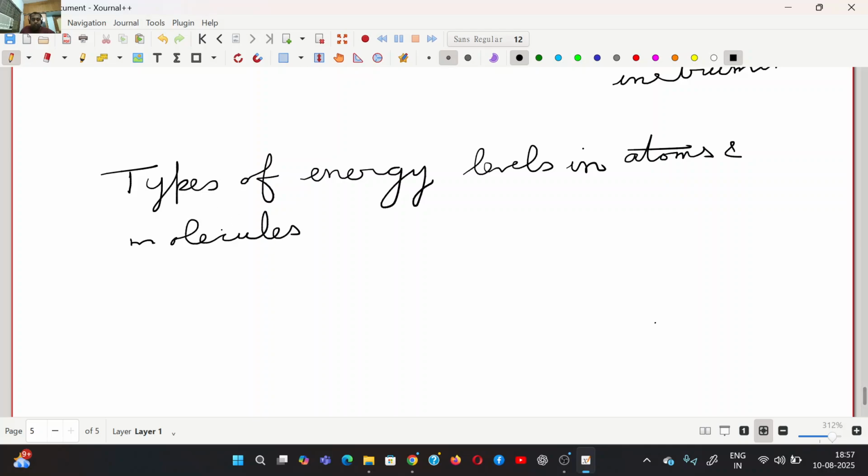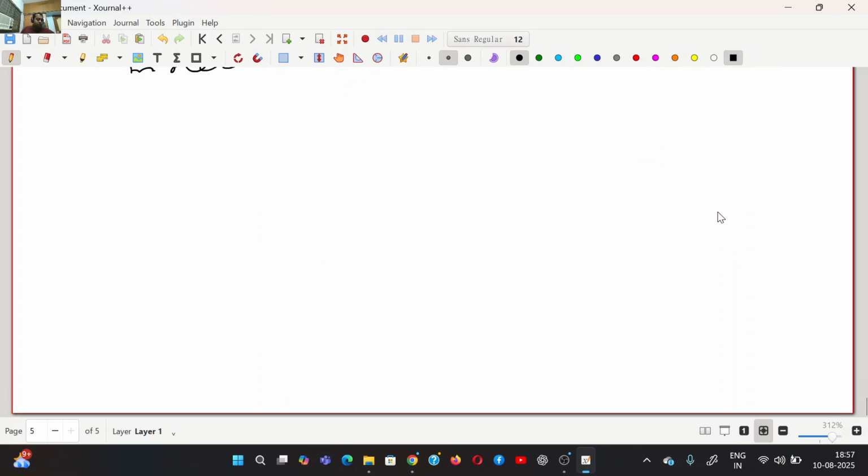So I'm trying to cover everything that Sir also covered in the class. He covered these types of energy levels. Basically, atoms and molecules interact with electromagnetic radiation by transitioning between discrete, or quantized, energy states. And these states differ depending on whether it is an atom or a molecule.